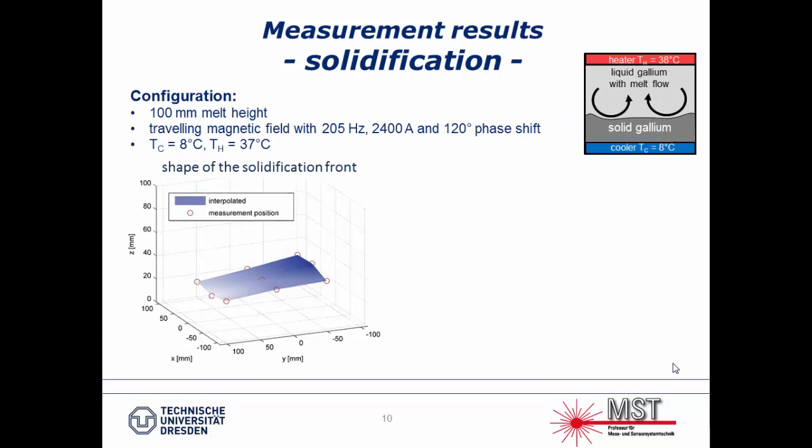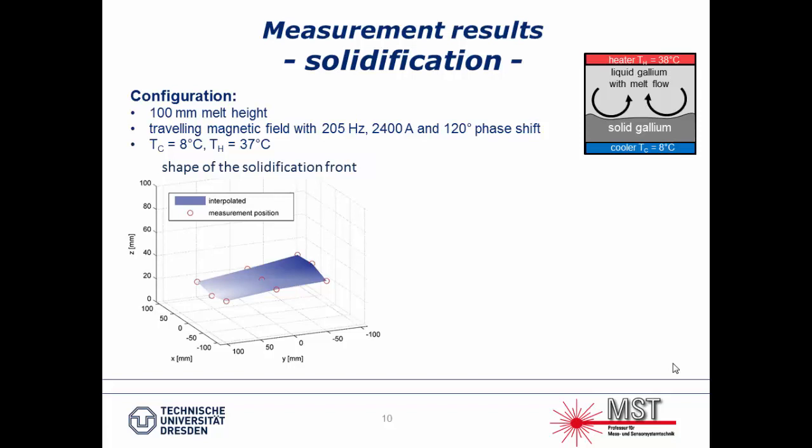Now about the solidification measurements. The previous measurements were without solidification, so we just had our melt, 100 millimeters of gallium melt. Now we started to set our temperatures. The temperature at the cooler we set to 8 degrees. The melting point of gallium is about 30 degrees, so we started the solidification. For example, we got this shape.